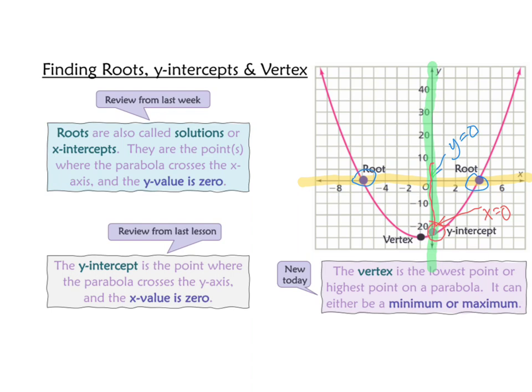Today, we are going to talk about something new, something kind of cool. It's called the vertex. That's the very highest or the very lowest point on the parabola. There's the vertex. If it's at the very bottom, like this one is, it's a minimum. If we had a parabola that looks something like this, this is a maximum. Very bottom, minimum. Very top, maximum.